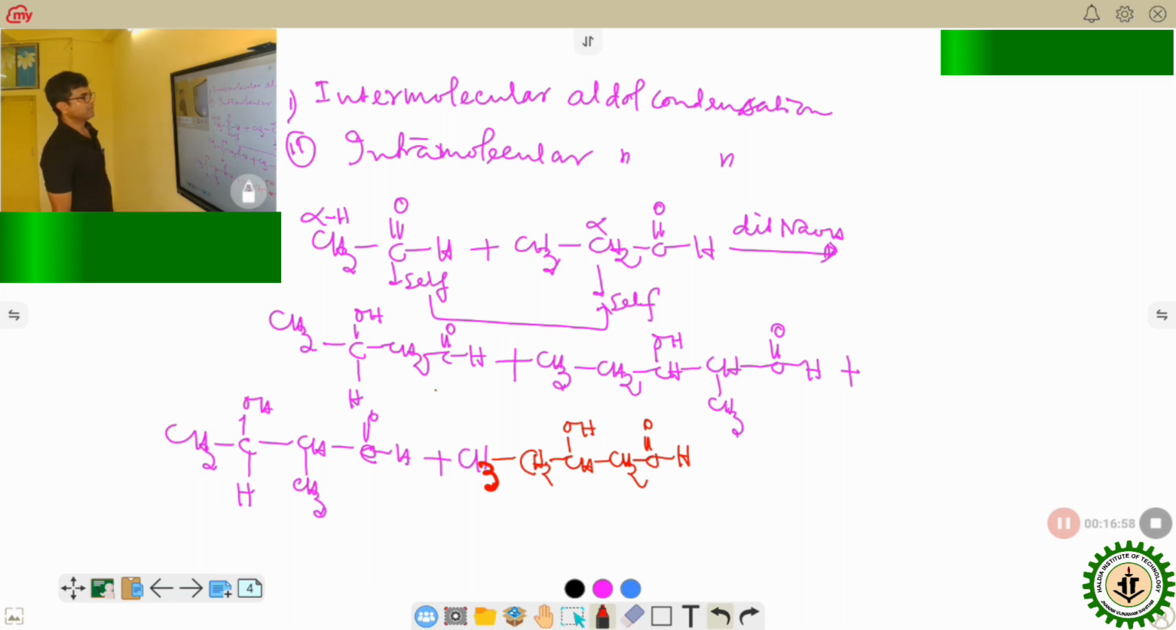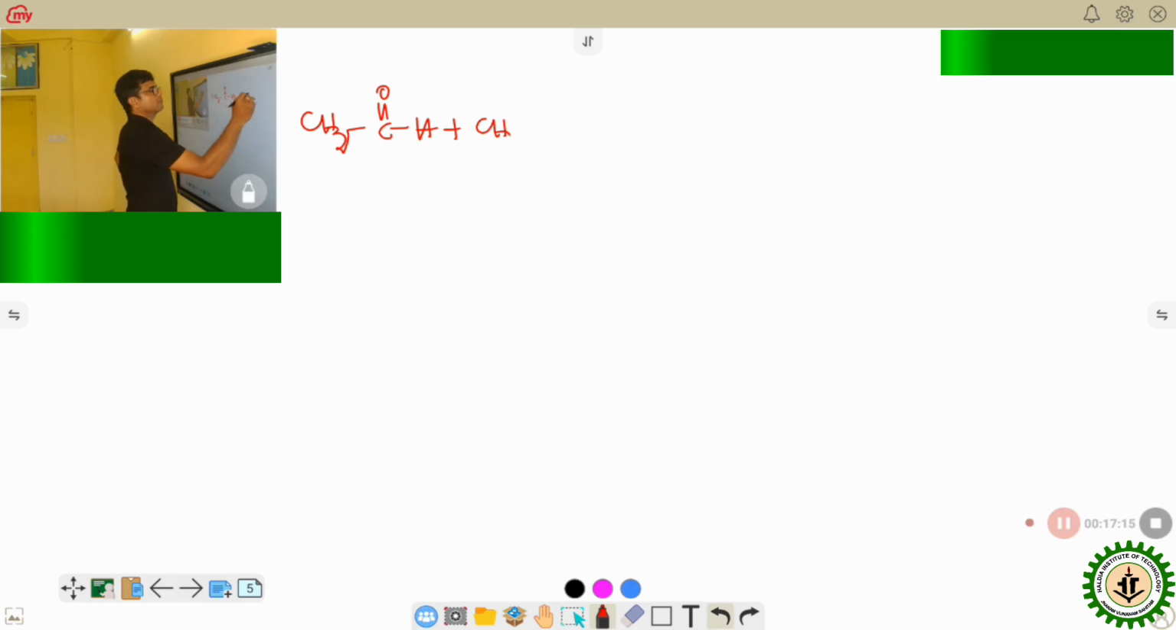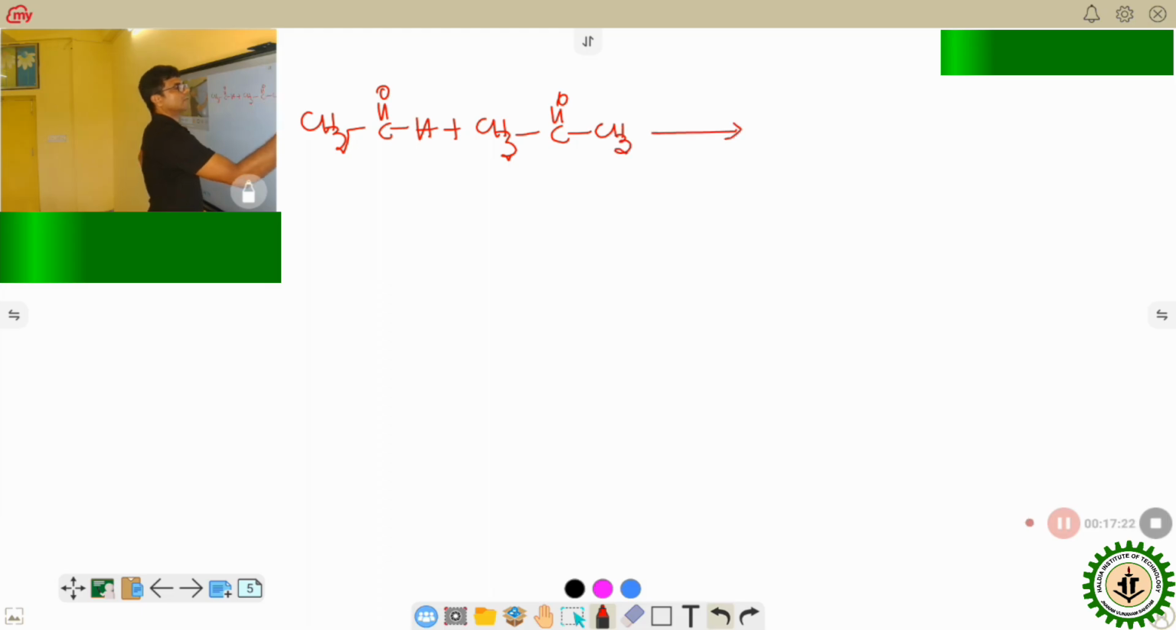Similarly, if I take one example of an aldehyde and a ketone, I can give you another example, that is one aldehyde plus one ketone. So in presence of dilute alkali, here also four different products are formed.